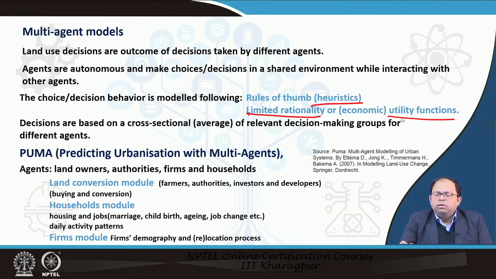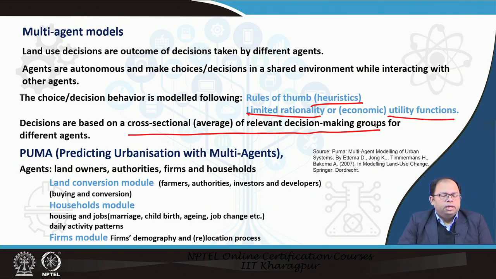So when we talk about utility functions or discrete choice theory, the decision could be taken by an individual or it could be taken by a group. If the group is homogeneous, then the decision taken by the group is actually okay for all the individuals, or all the households that belong to a particular group. Same also could be considered for the different farms. If the farm is homogeneous, the way it determines utility of different choices is also the same. So that's why we take a cross-sectional average of relevant decision-making groups, and we use that for determining the probability of choice.